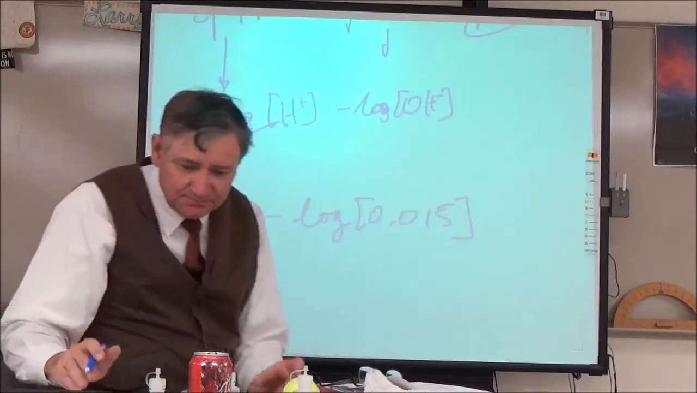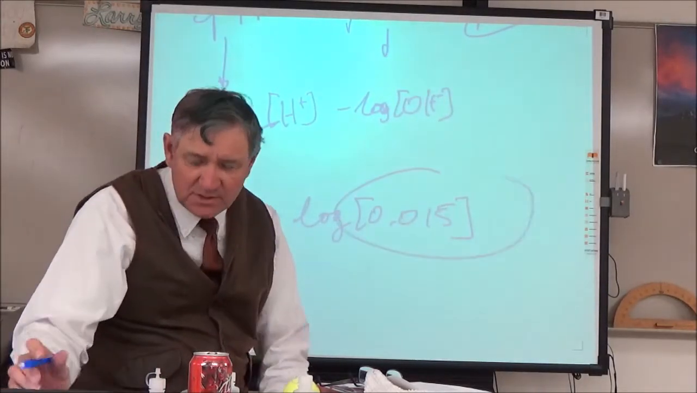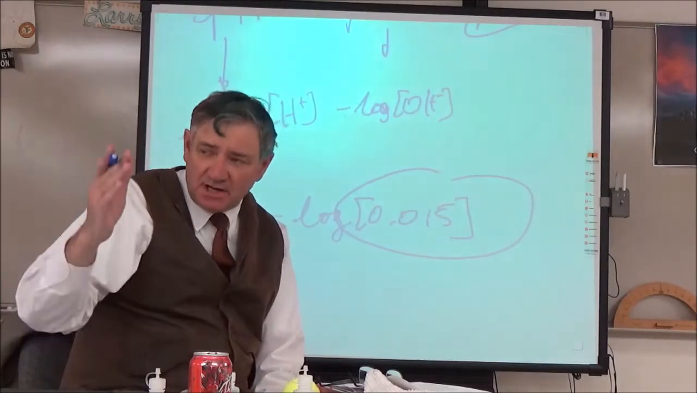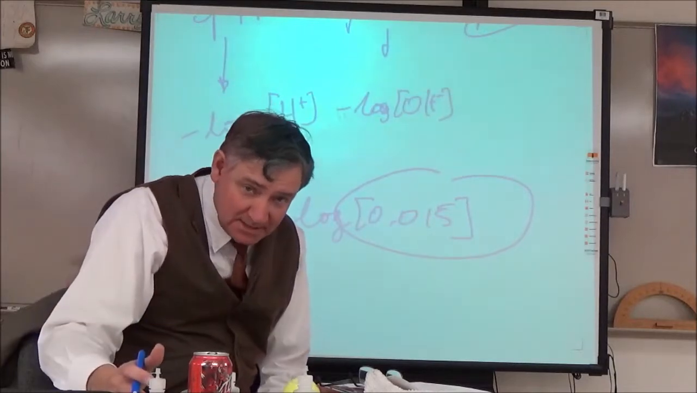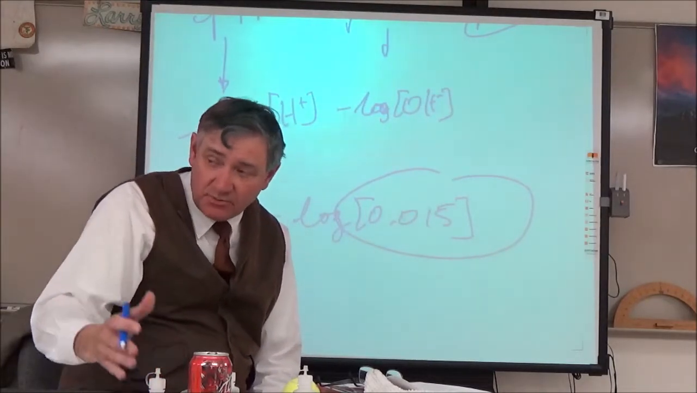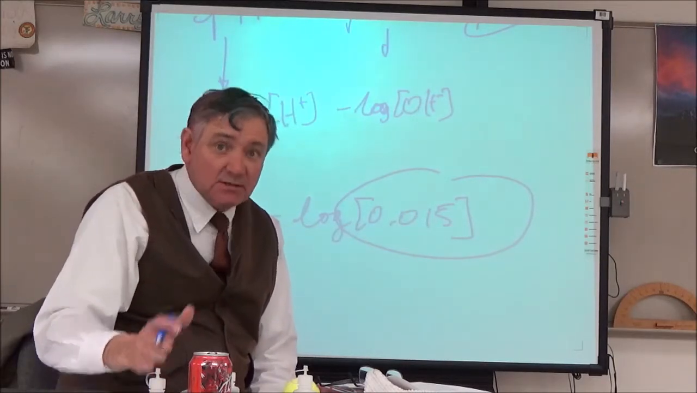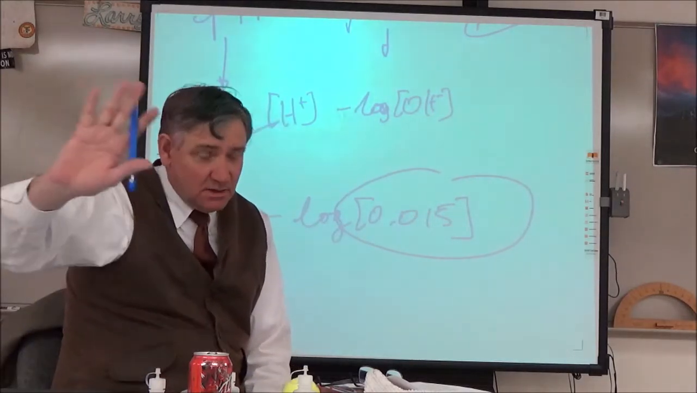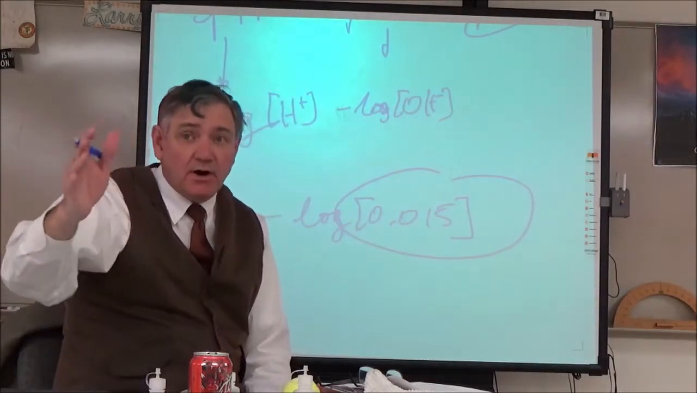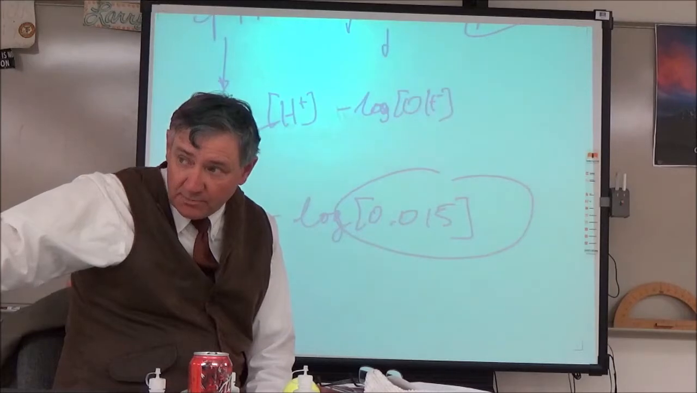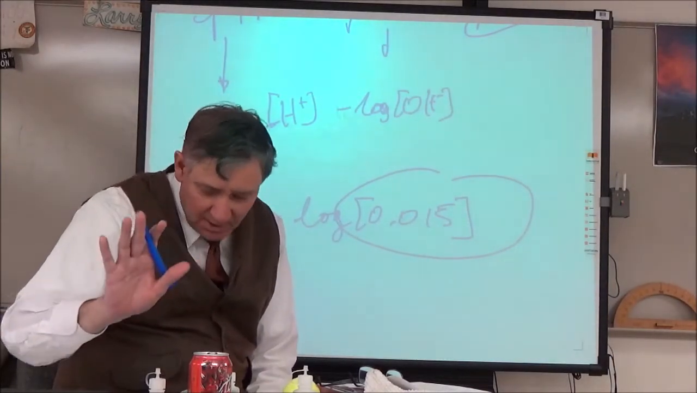So, here's the deal. The only reason that we can take the negative log of 0.015 is because hydrochloric acid is a strong acid. If it was a weak acid, we couldn't do that because it wouldn't ionize completely. But because hydrochloric acid is a strong acid, it all ionizes, it all goes away, nothing exists as HCl. It all exists bound up with the water molecules. Got that idea? Okay? All right.